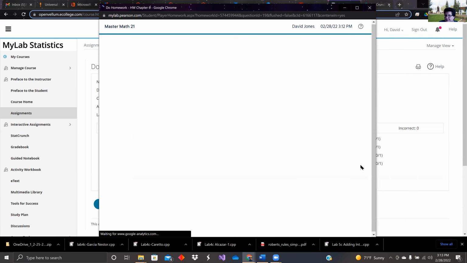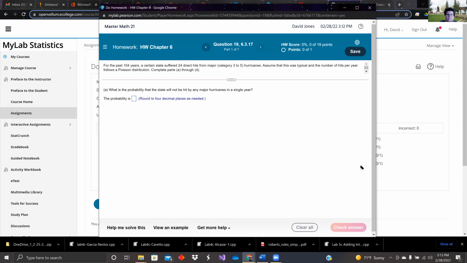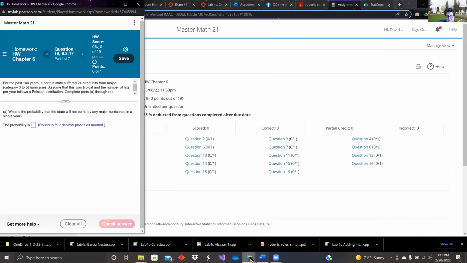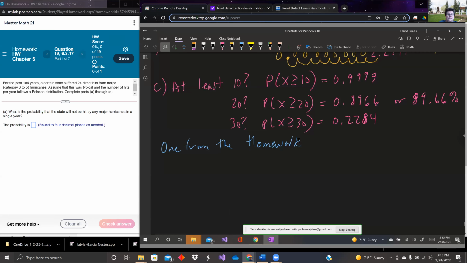I think it's number 19. Let's take a look at it. Let's see if I can bring this up. Will it condense the window if I do? Yes, it does. So this is number 19 from our homework.